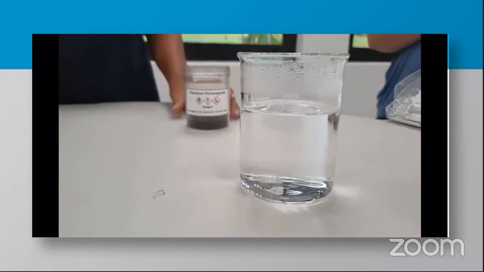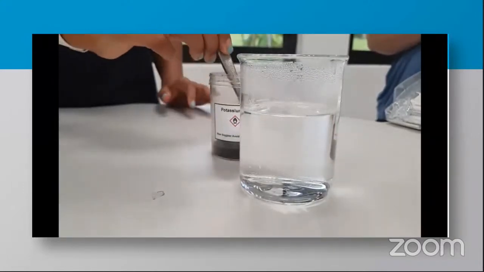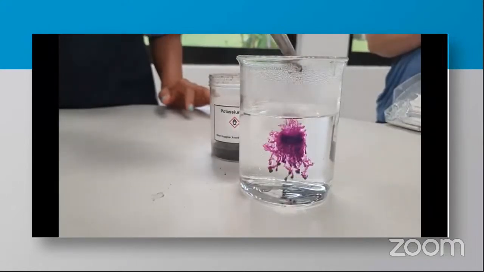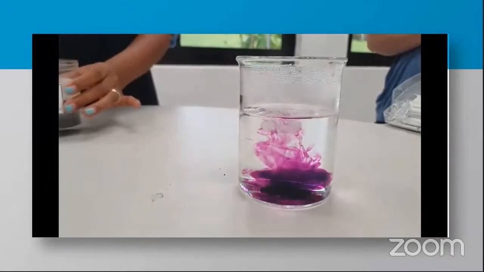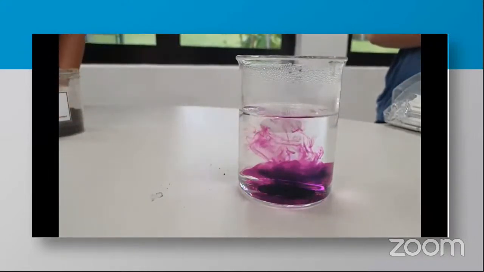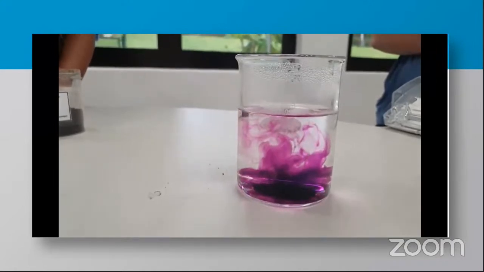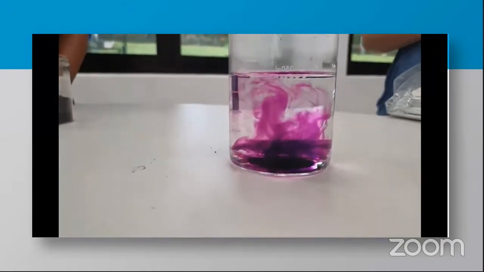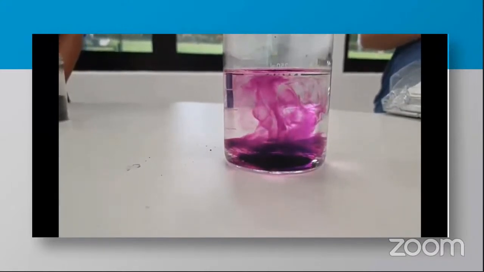Just watch what is going to take place. They are going to put potassium permanganate in water. You can see on top there is nothing. But let's wait and see what will happen after. I see how the molecules are moving. They are moving. They are even reaching already on the top.